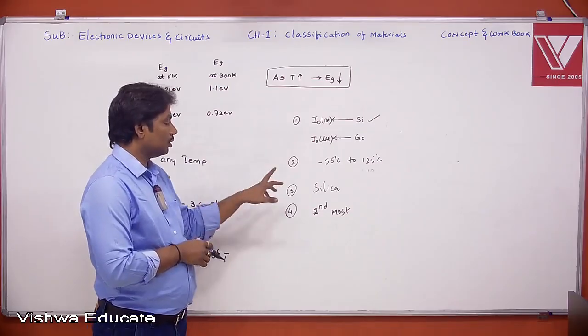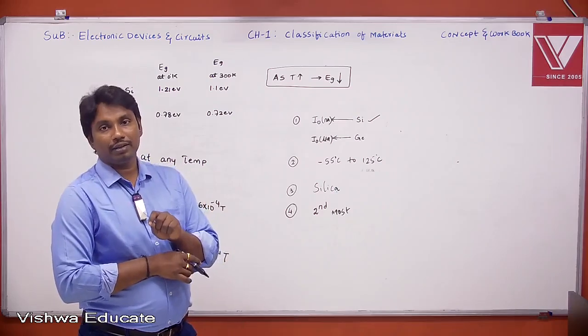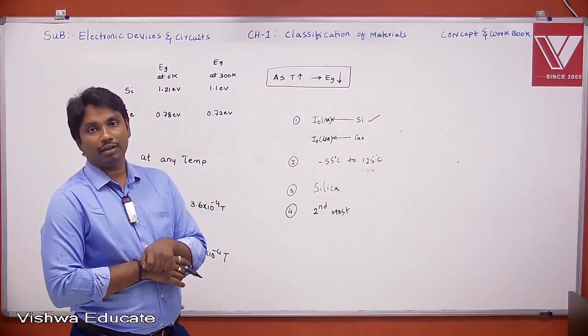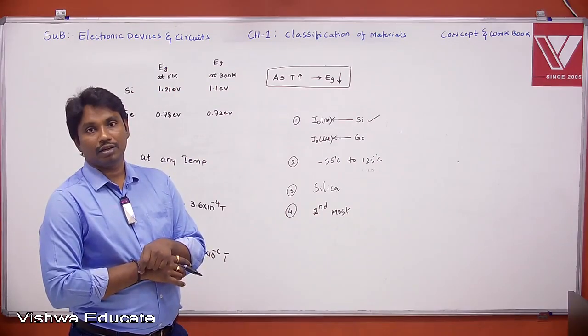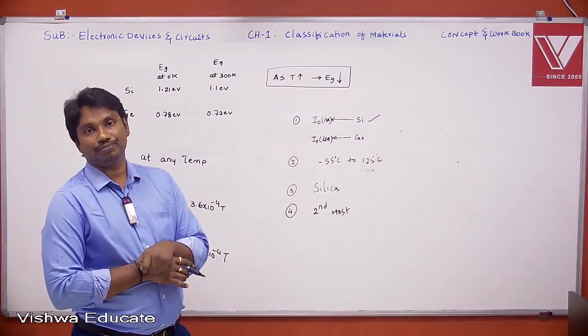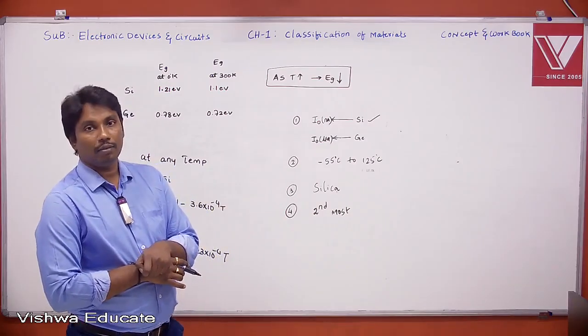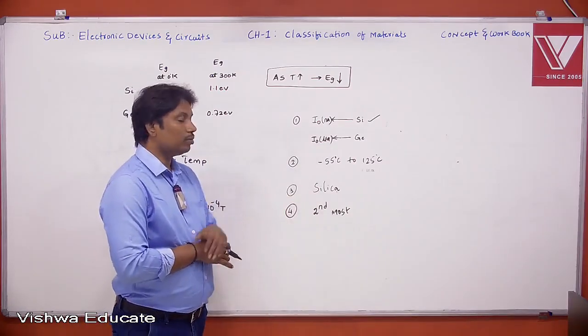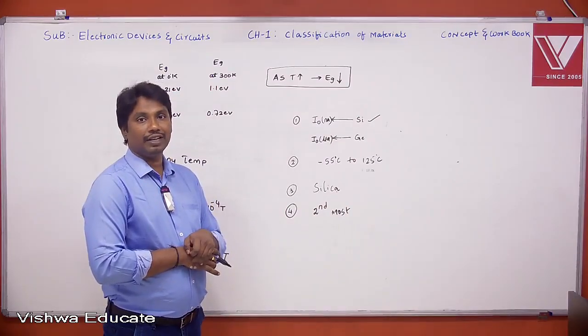Second point, silicon has better physical characteristics so that it can operate at wide range of temperature. That is minus 55 degrees centigrade to 125 degrees centigrade.